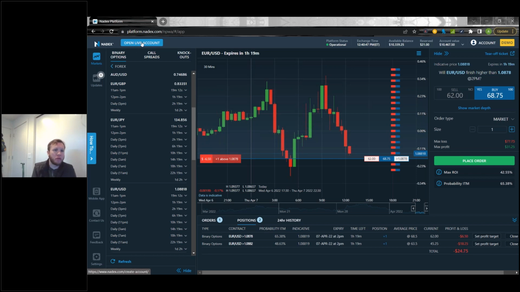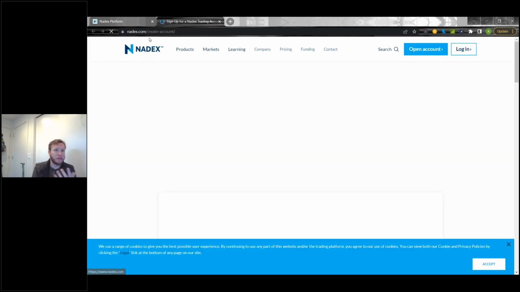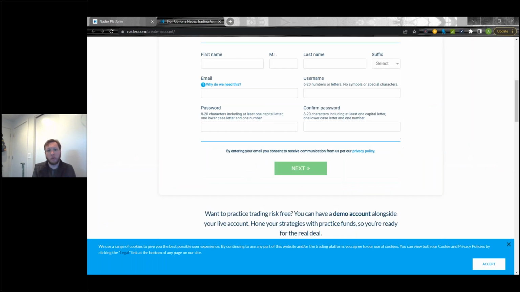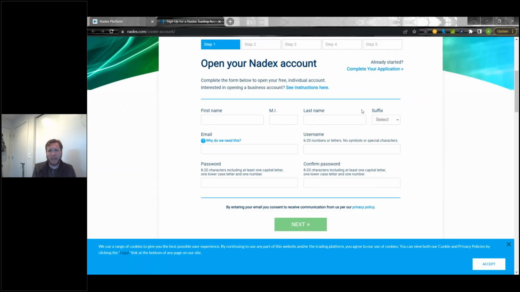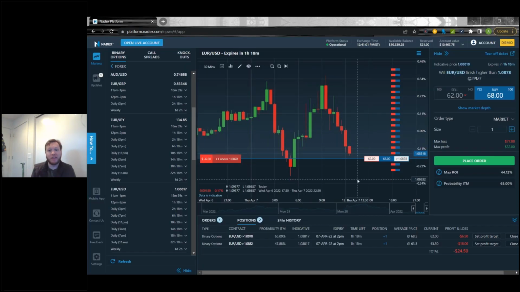So first of all, we have our open live account. If you don't have a live account, if you click this button at the very top left, it's going to take you over to our live account application. Fill it out whenever you feel you need to. One thing to remember though, if you just have a demo account, it's only for 30 days and then it will expire.